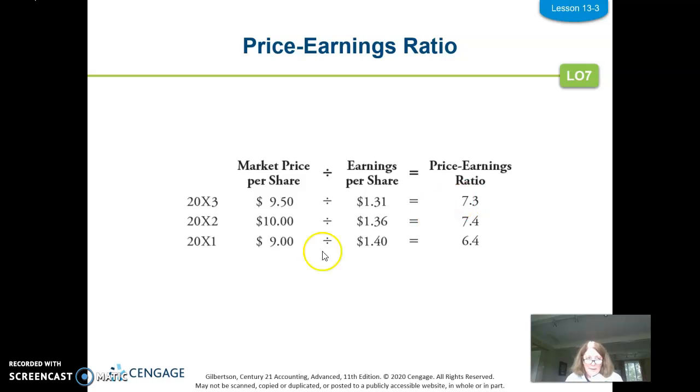And what we can tell from this for Forrest is that the market is not willing to pay as much in X3 as it was in X2 for a share of the stock, meaning investor confidence is shaken. They're not feeling good about the company. It's not going in a good direction for them. So we need to do something to restore their confidence, to prop up earnings per share, which hopefully then will drive market price back up and can help our PE ratio. So that's action that we could take.